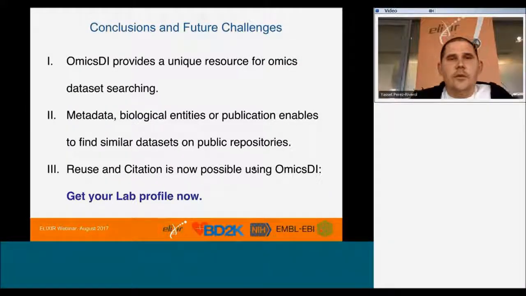I would like to finish with a couple of conclusions. OmicsDI provides a unique resource for omics data set searching. It's not only for genomics, but also proteomics, metabolomics, and transcriptomic data. With metadata, biological entities, and publications, it enables finding similar data sets across different public repositories. And we can now trace the reuse and citations using the OmicsDI service.